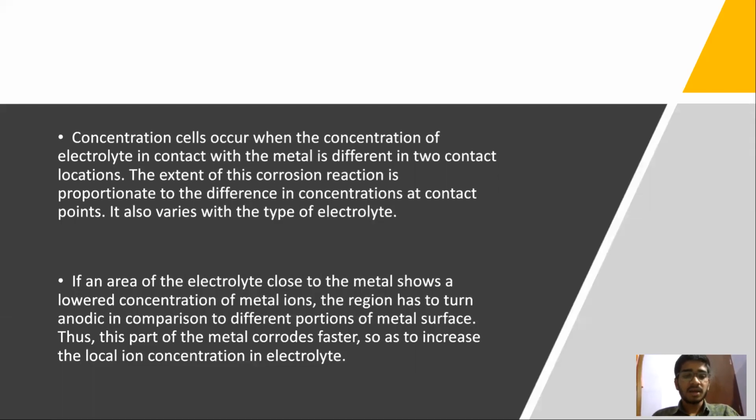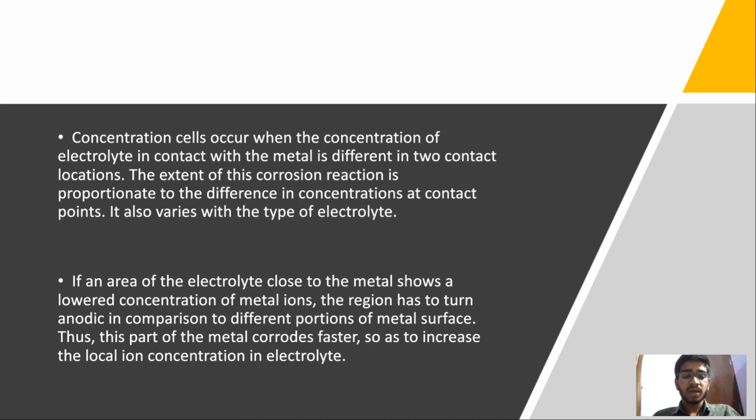Concentration cells occur when the concentration of electrolyte in contact with the metal is different at two contact locations. The extent of this corrosion reaction is proportionate to the difference in concentration at the contact points. It also varies with the types of electrolytes.